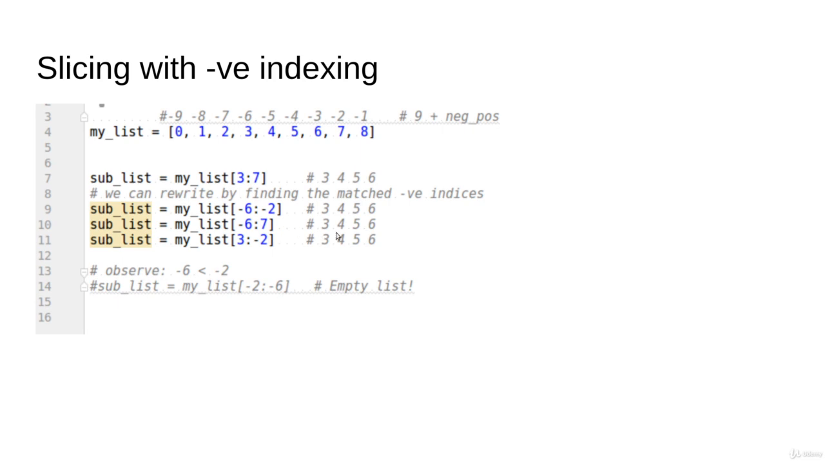So the moral of that is you can just think of what the corresponding index is. We typically don't slice in this way unless there is a reason, like when we wrote pop(-1), it was very useful for us. Observe, minus 6 is less than minus 2, so the slice here should return something for you. If you use something like minus 2 to minus 6, then this is the same as 7 to 3, which is an empty list.